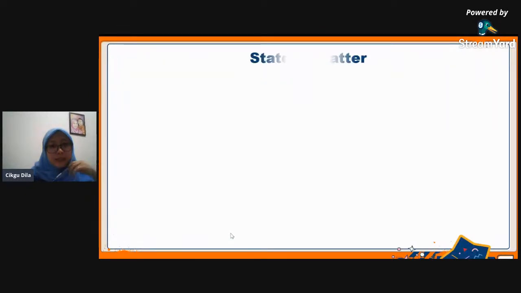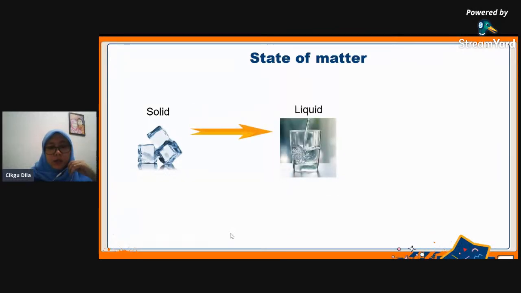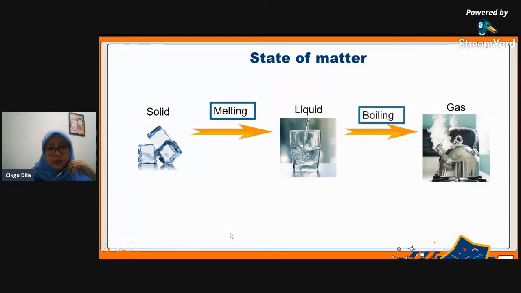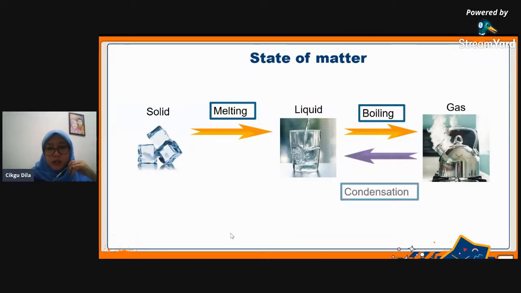Next, we move to the states of matter. As we know, we have three states of matter, plus one, which is the quantum. But here we just discuss the three basic states of matter: we have a solid, and we have a liquid, and the conversion from a solid to a liquid we call melting. And we have gas. The conversion of liquid to gas we call boiling, and we also have the other one, which is evaporation. The conversion of gas into a liquid we call condensation. And from a liquid to a solid we call freezing.